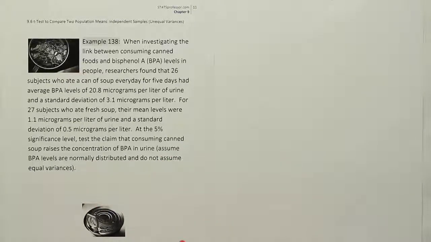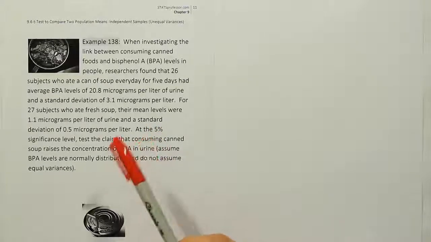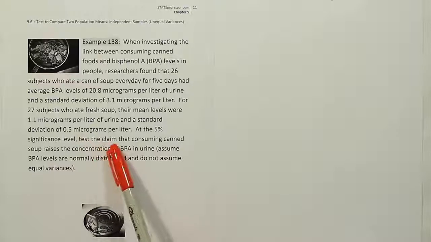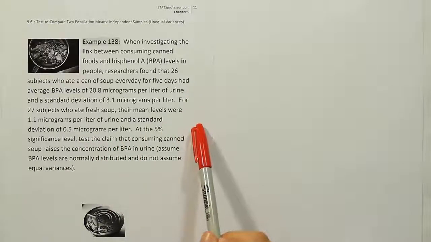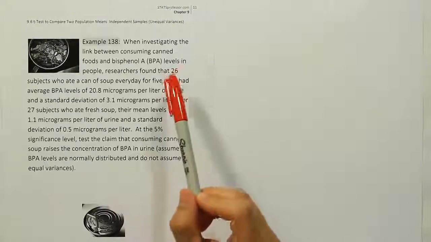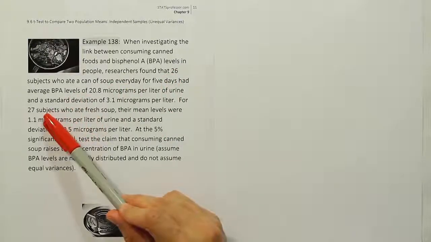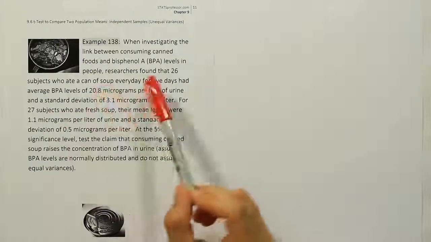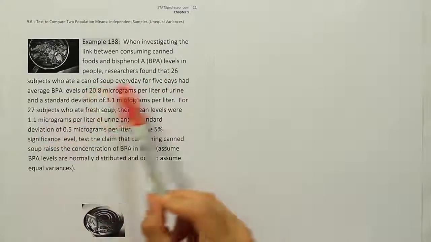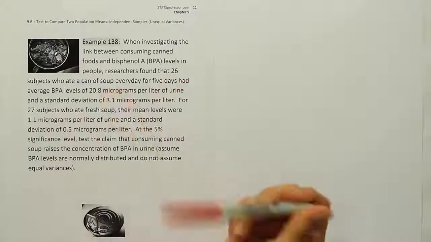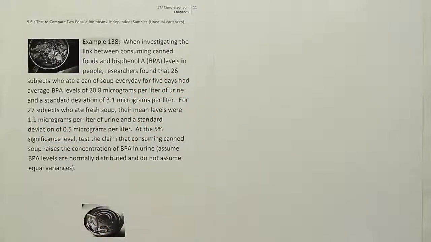Okay, so when I read the problem, I want to know if it's a hypothesis test or not. And when I look at this phrase, at the 5% significance level, test the claim, I can tell it's a hypothesis test. I can also tell by the way the problem is laid out that they're comparing two independent samples, one that has 26 people in it, another one with 27 people in it. So it's an independent t-test. I can see that because they're small sample sizes. So it's a t-test, not a z-test. They're independent samples, and we're running a hypothesis test.